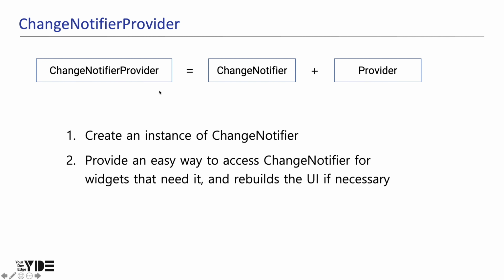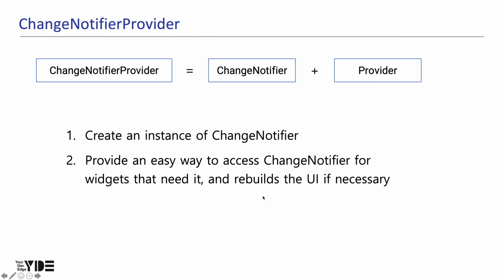The name ChangeNotifierProvider itself is a combination of ChangeNotifier and provider. So let's summarize what the ChangeNotifierProvider does. First, it creates the instance of ChangeNotifier. Second, it provides an easy way to access ChangeNotifier for widgets that need it, and rebuilds the UI when necessary. These are the two things.